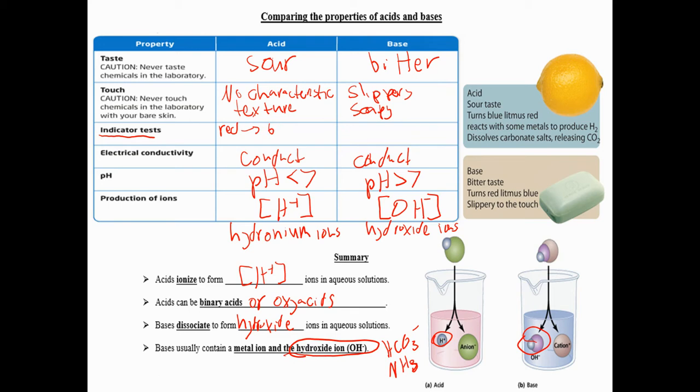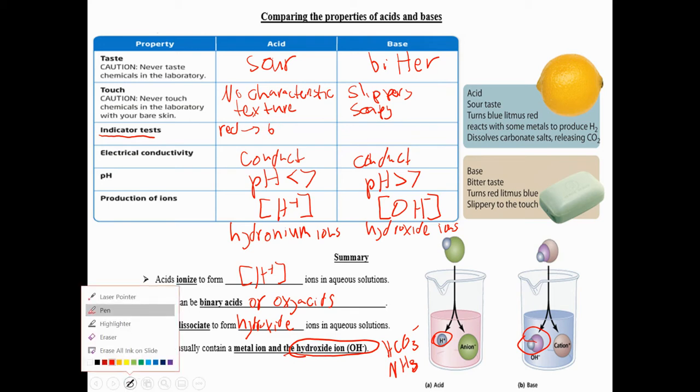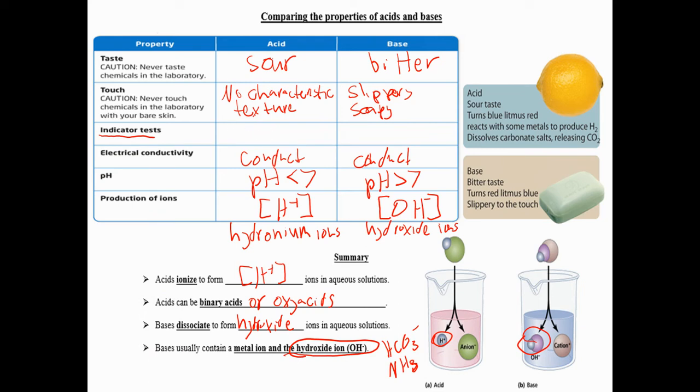Whoops, I should do that in the base section. Let's erase this. Red litmus paper will turn blue in a base, but it'll stay red in an acid. Blue litmus paper will turn red in an acid, but it'll stay blue in a base. So indicators will react differently depending on whether you have acids or bases, and those are great ways to tell your substances apart from each other.